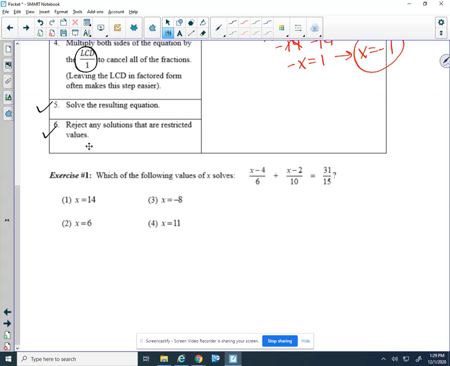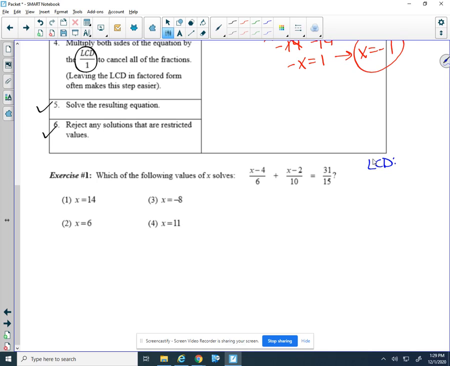So we're moving to the bottom of the page now, and we're going to look at exercise 1. Here we have pretty simple denominators. There are no restrictions because they're all constants: 6, 10, and 15. To find my LCD, I want to find the smallest number that all three of those go into.